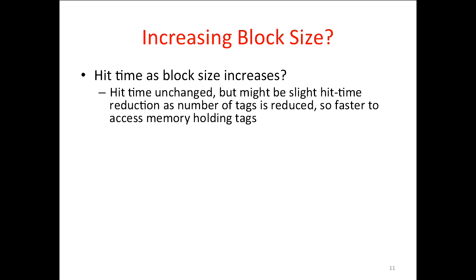And the one thing that might cause a slight reduction in hit time is if you have larger blocks, you'll have fewer tags. And so the memory that holds your tags can be smaller, and so you might get some saving there because you're reading from a smaller array, because longer blocks will reduce the capacity you need to hold the tags. But that's a small change.